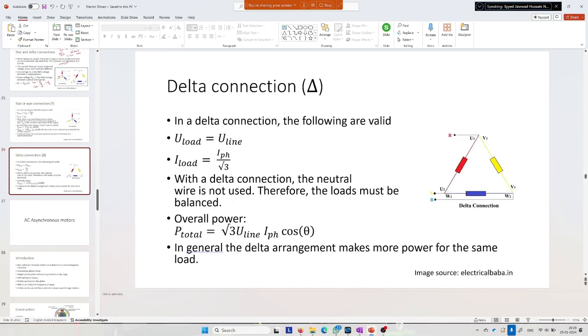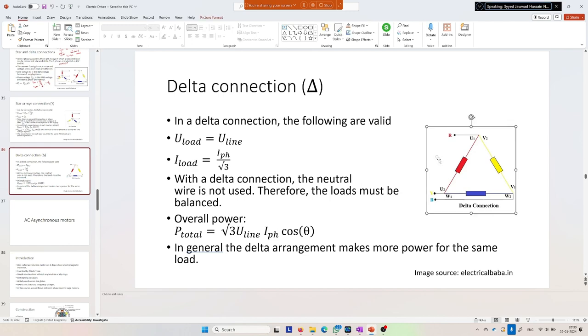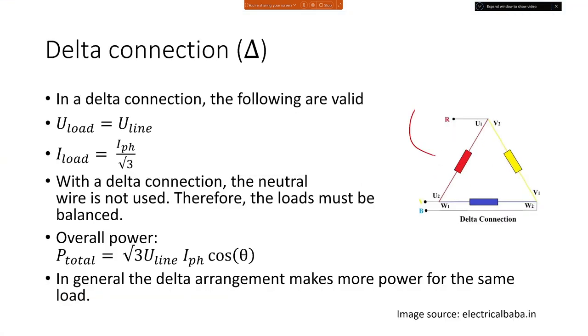Like in the delta connection, that's what I used. So for one line, like for this one resistor, let us say, doesn't have to be a resistor. P equals UL, I phase, UL because it's just line voltage, times cos phi. But the load current is I phase by root 3, so I have to remember that, because if I'm taking just the current across this resistor, it's I phase by root 3, so that is the power of one phase. Clear?